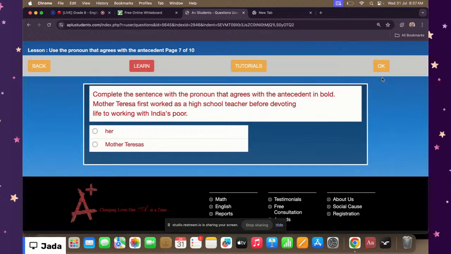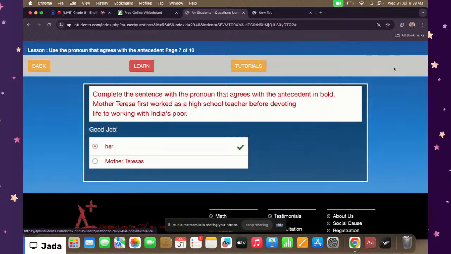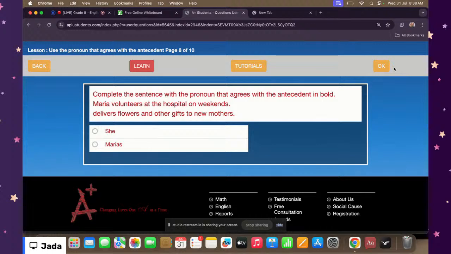Mother Teresa first worked as a high school teacher before devoting her life to working with India's poor. Her life, because she's just one person. Okay? So as usual, the antecedent and the pronoun need to agree. The antecedent is the noun there, and of course we have the pronoun there.